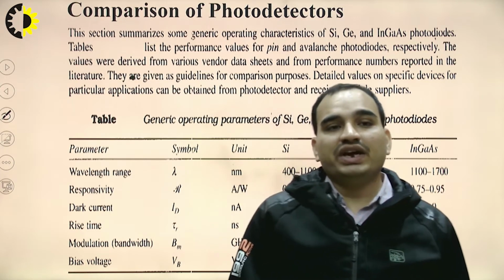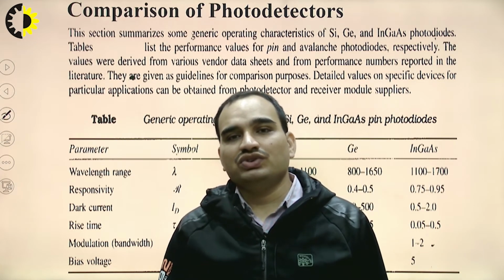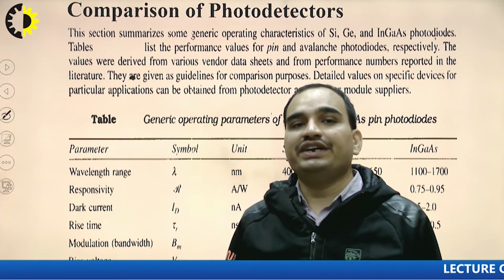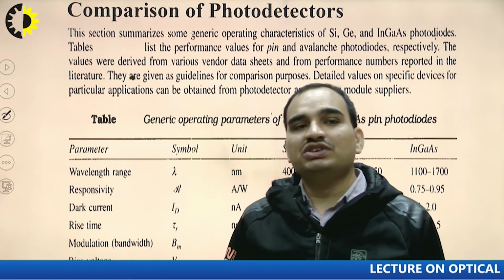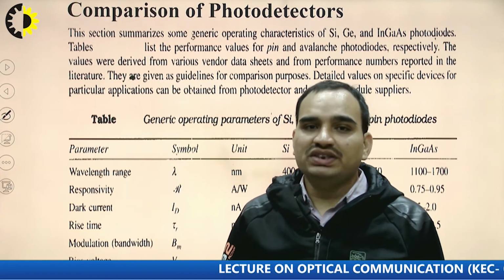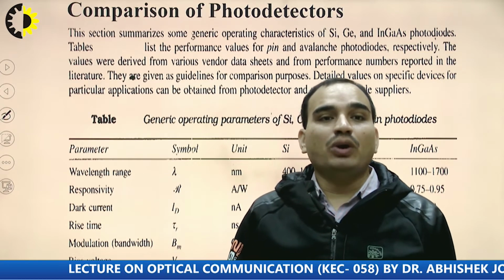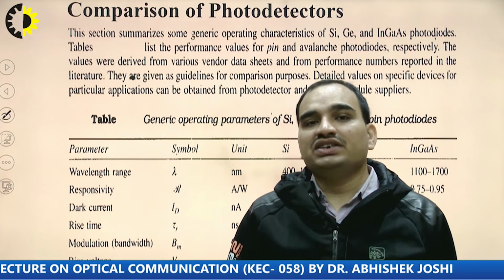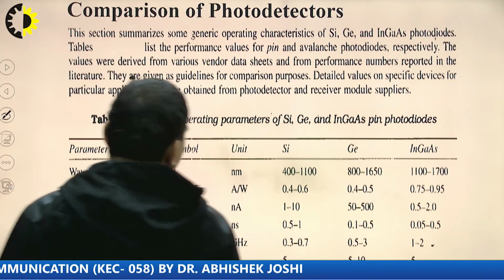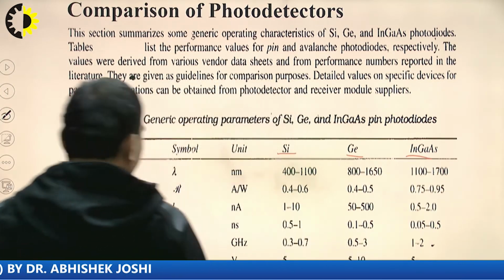So when we look at the table, the list of the performance parameters for PIN and Avalanche photodiode is shown in this table, and the values were derived from various vendor data sheets and from the performance numbers reported in the literature. So they are given as guidelines for comparison purposes. The detailed values on the specific devices for particular applications can be obtained from the photodetector and receiver module suppliers. So we can compare the PIN photodiode for three different materials, that is silicon, germanium and indium gallium arsenide, as shown in the table in the three columns.